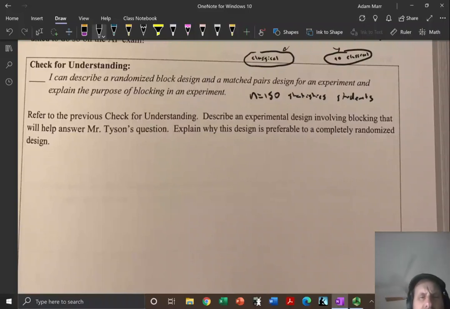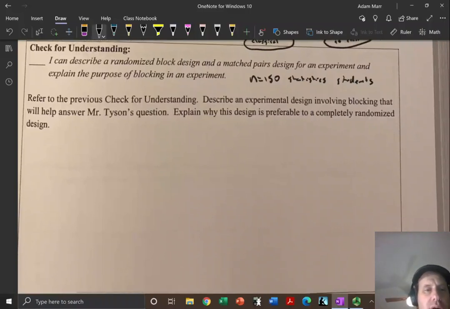So what's the issue right here? We're going to use blocking right here. So how are we going to do that? So remember, one of the confounding variables right here was that students who are more knowledgeable about classical music could possibly be affected right here. They might have a different reaction while they are studying. So what we're going to do is create two blocks.